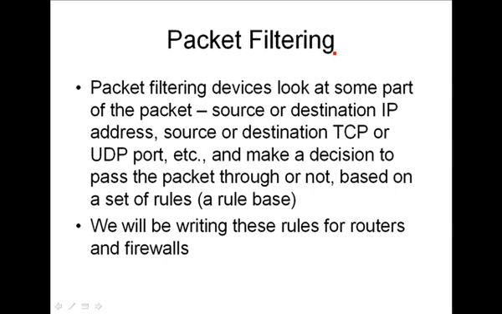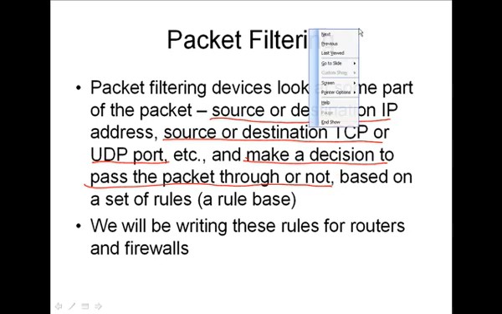Packet filtering in general. Packet filtering devices look at some part of the packet, typically in the headers. Such things as source and destination IP numbers, source and destination TCP or UDP ports, for example, are all things that we might be interested in looking at, with the idea that we're going to make a decision to pass the packet through or not based on a set of rules that we have developed, and we often call this a rule base. And we will be writing these rules for our routers and our firewalls based on the business needs of our company.